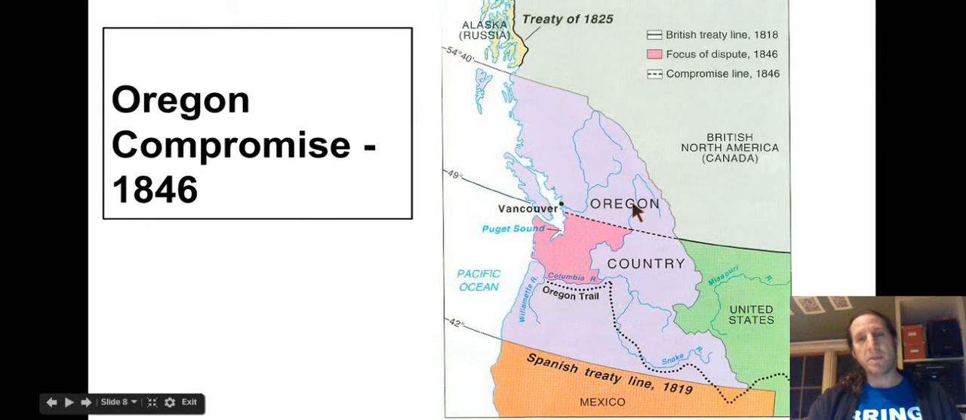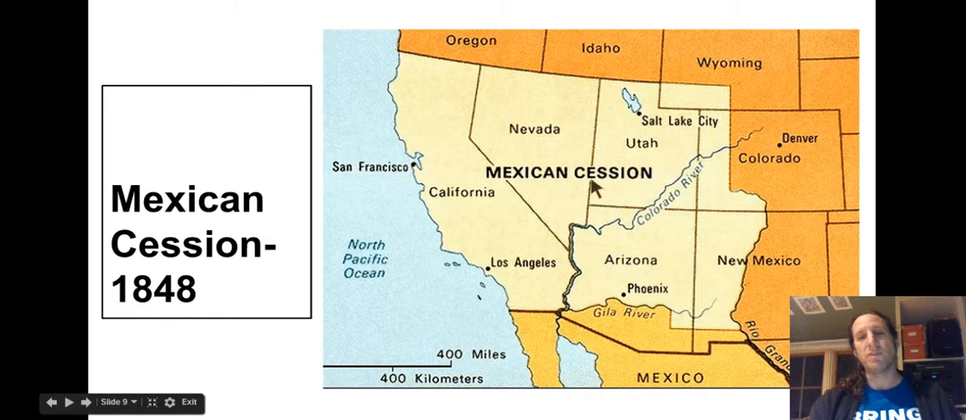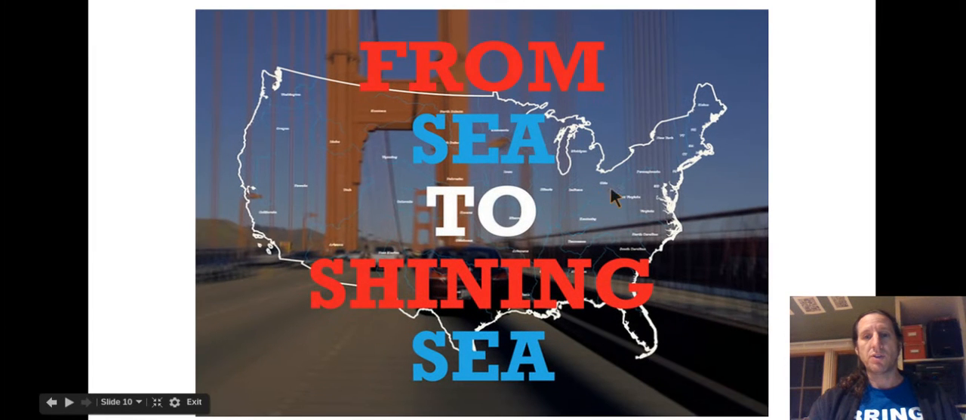This is followed quickly by the Oregon Compromise. Here's this land that was called Oregon Country. It was divided between its north and south, the north going to the British and the south going to the United States in 1846. Then the large land acquisition called the Mexican Cession, following the Mexican-American War. The United States gains all this territory, half of Mexico, in 1848. So with the Mexican Cession, we get a country that goes from sea to shining sea.